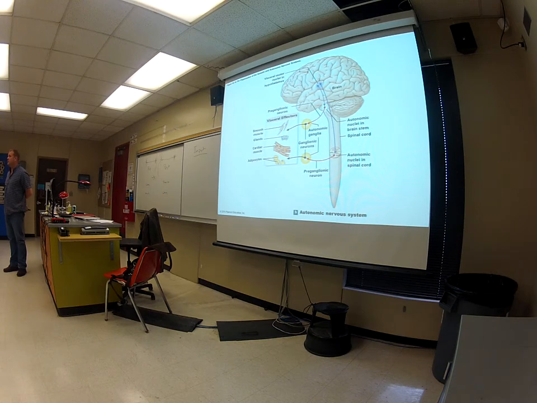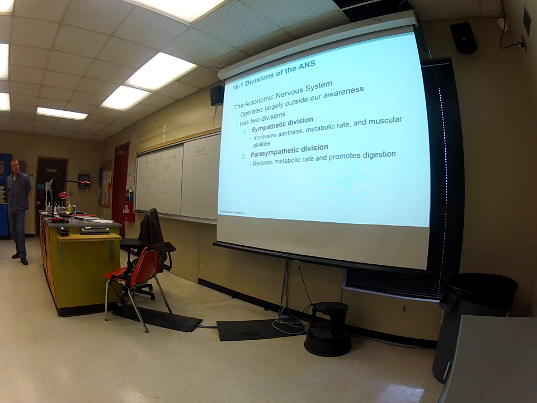Somatic, skeletal muscle only. Autonomic, visceral organs. The autonomic nervous system operates largely outside our awareness and has two divisions. First, the sympathetic division: increased alertness, metabolic rate, muscular activities. And then the parasympathetic division: reduced metabolic rate, promotes digestion.